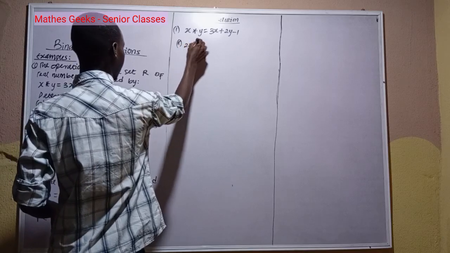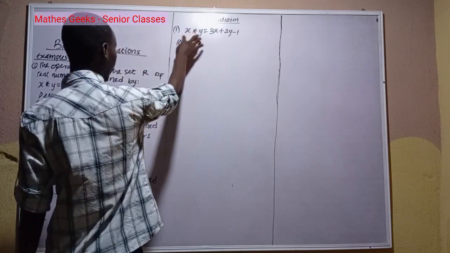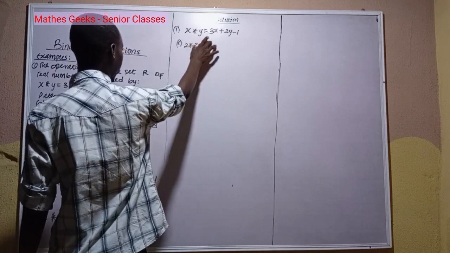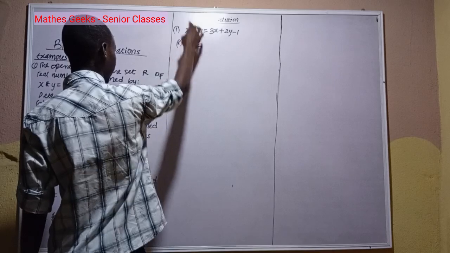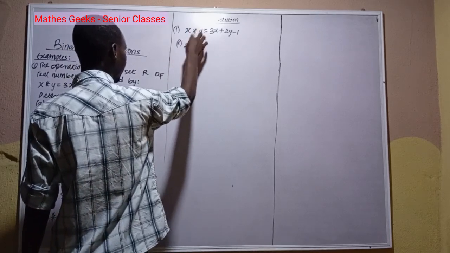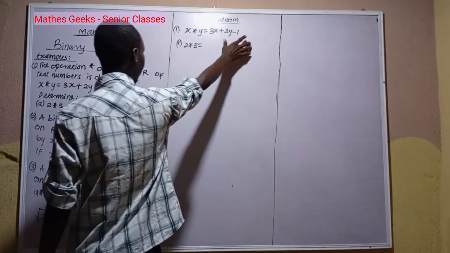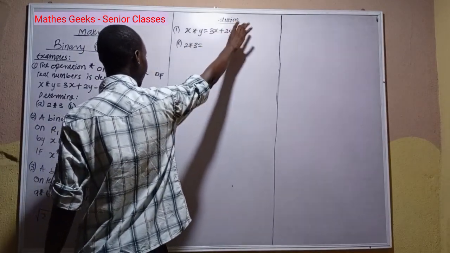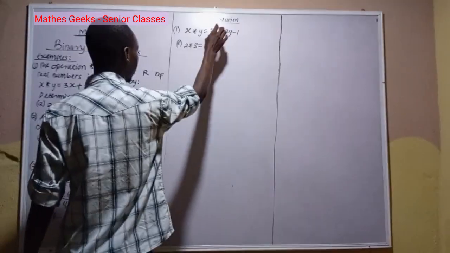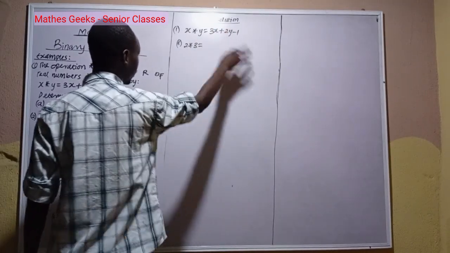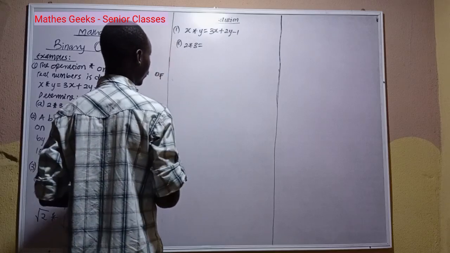2 star 3. So what it implies is that from our rule of combination, x star y, and here 2 star 3, 2 is representing x and 3 is representing y, or in this case, x is equal to 2, y is equal to 3. So anywhere there is x on the right hand side of this equation, you put 2 in place of x, and you put 3 in place of y, and then you solve from there.